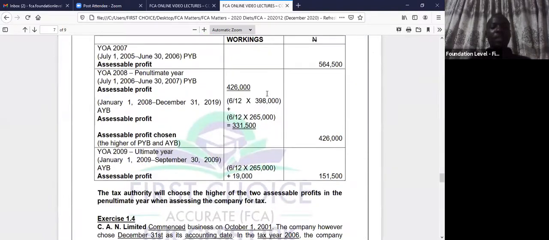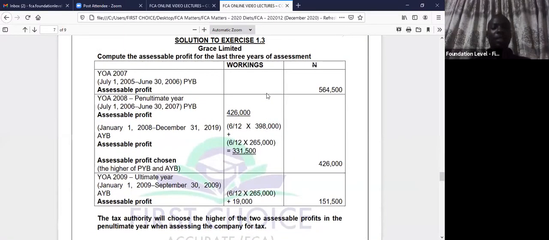Now, the year the business ends is the ultimate year, 2009. So that means that 2008 is the penultimate year. Normally, you would have done it based on preceding year basis, which is July 1 to June 30th, the preceding year. The law says go back again and do it based on actual year basis.